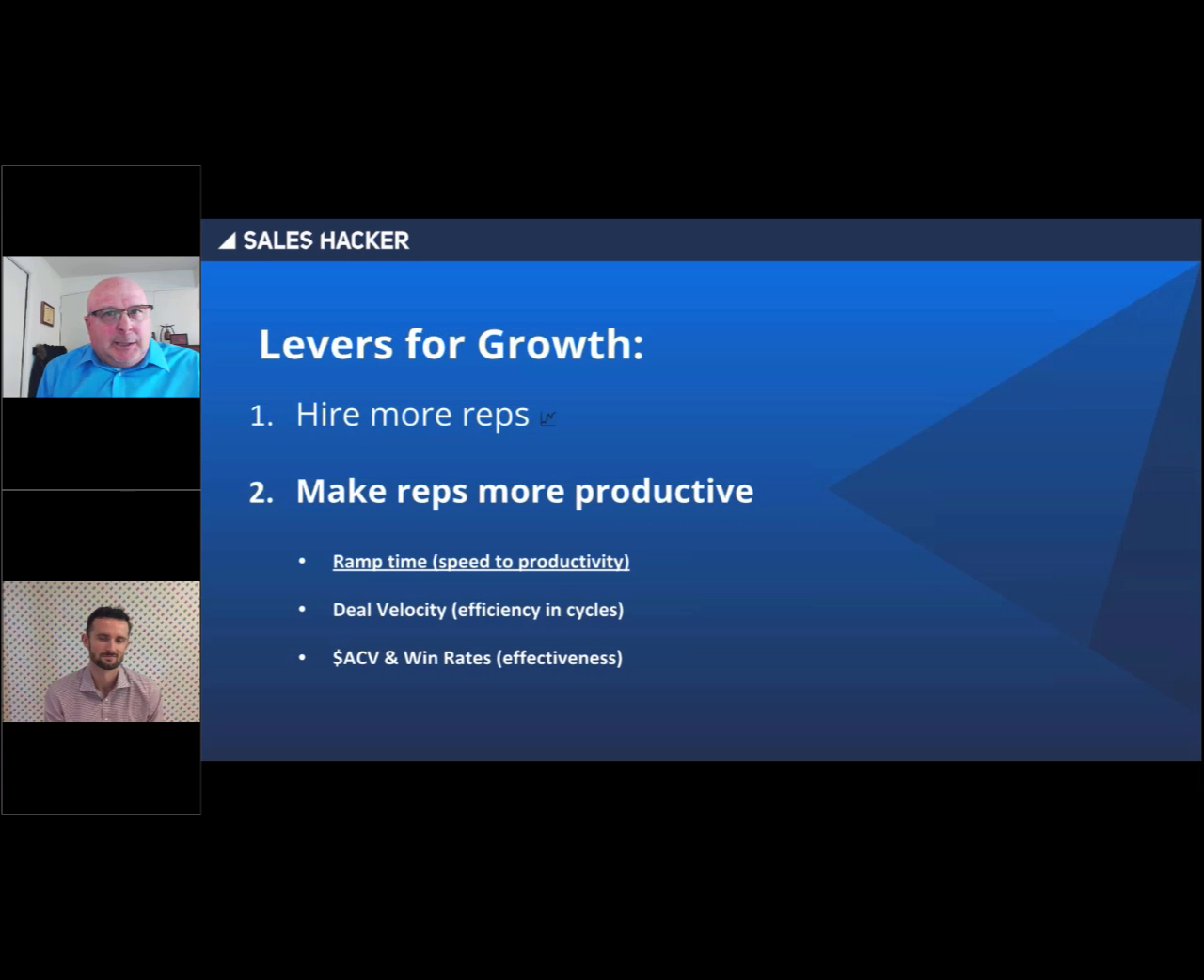You talked about deal velocity and efficiency in the cycle, right? When you talk about efficiency in the cycle, are you talking about the different tools that they're using in the sales stack? Or are you also including in that efficiency the effectiveness of the rep? Like, I'm a big effectiveness guy.